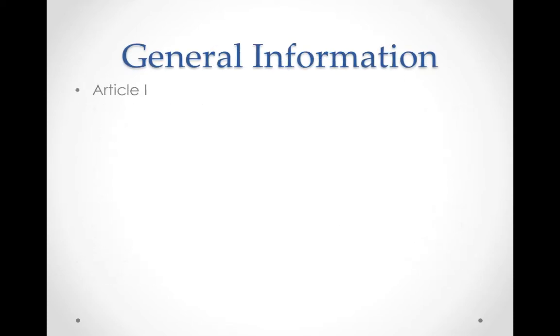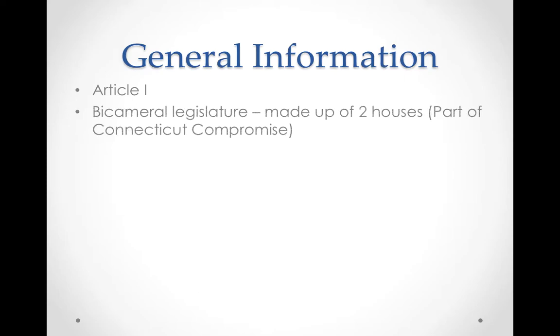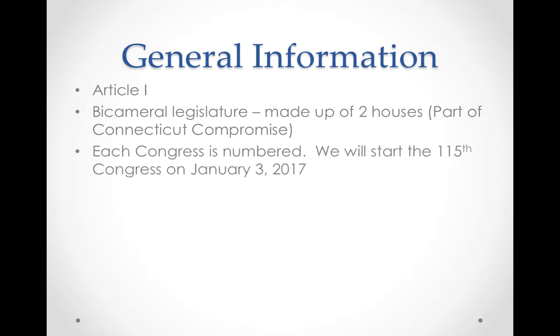Some general information about Congress. Once again, it is Article 1. We know because of the Connecticut Compromise, we created a bicameral legislature. So we have two houses because the Virginia plan wanted it based on population. The New Jersey plan wanted it based on equal representation. So Roger Sherman comes along, proposes the Connecticut Compromise, so we have a bicameral legislature.